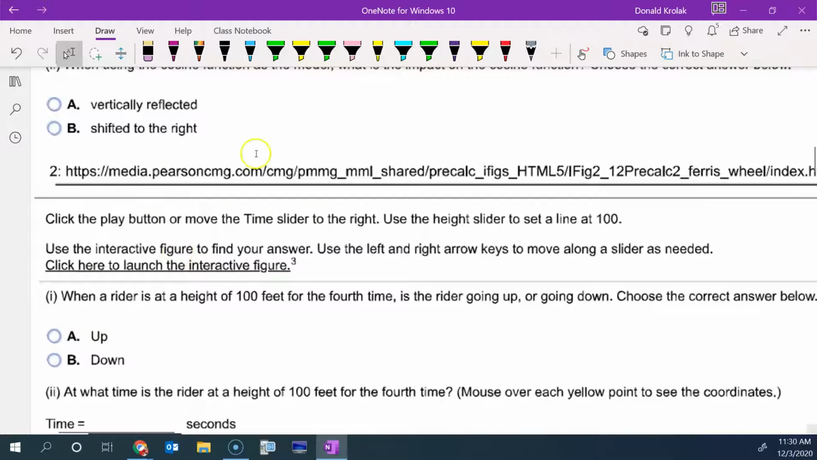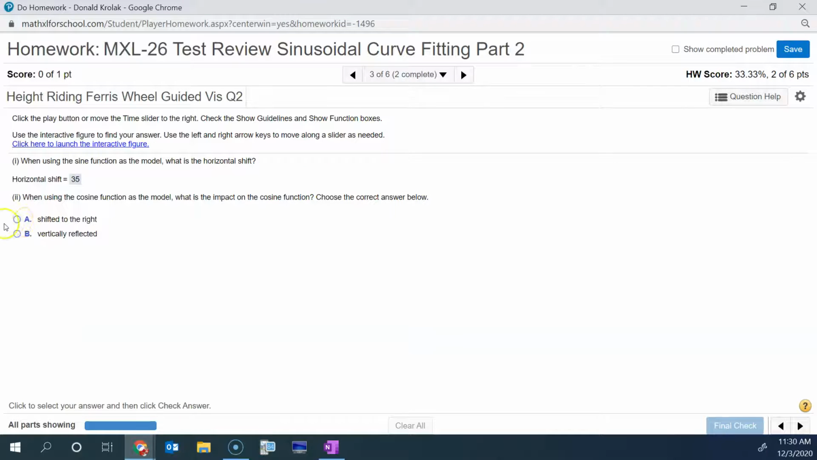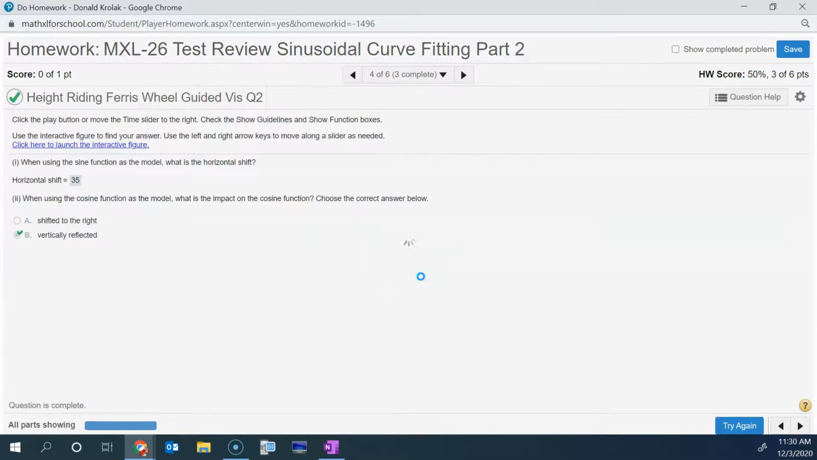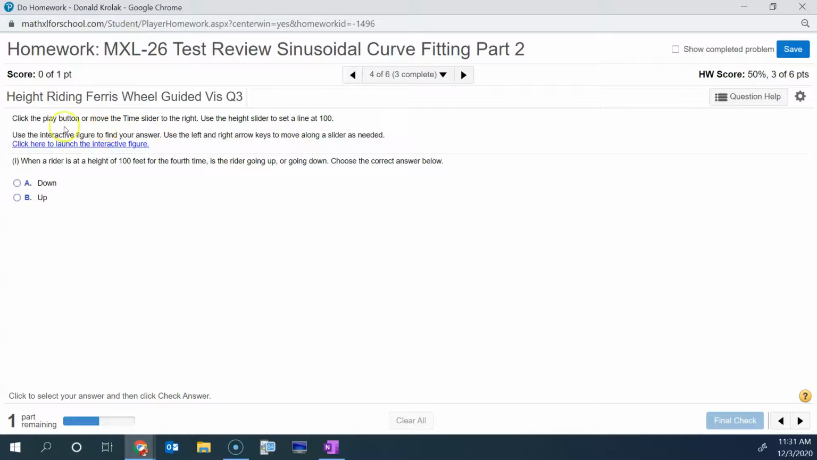All right, the next question is asking you, this is B. Use the height slider to set a line at 100. The question is, when the rider is at 100 feet for the 4th time, is he going up or is he going down?